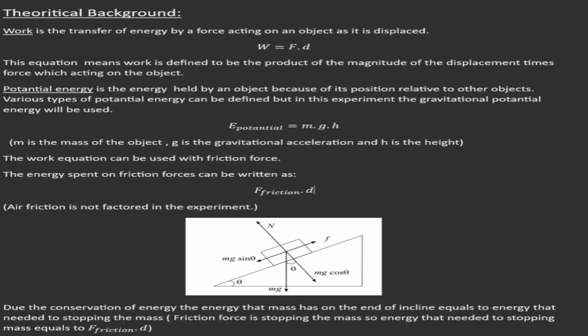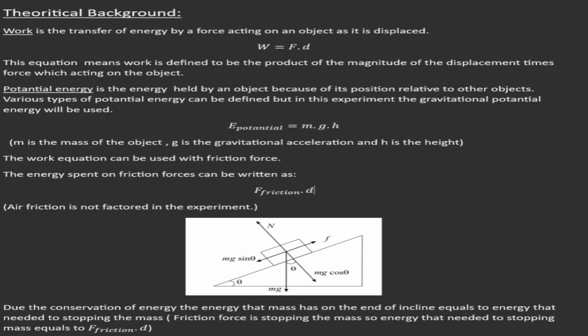First of all, I want to start with the theoretical background. Work is the transfer of energy by a force acting on an object as it is displaced, and work is defined to be the product of the magnitude of the displacement times the force acting on the object. Potential energy is the energy held by an object because of its position relative to other objects. Various types of potential energy can be defined, but in this experiment the gravitational potential energy will be used.